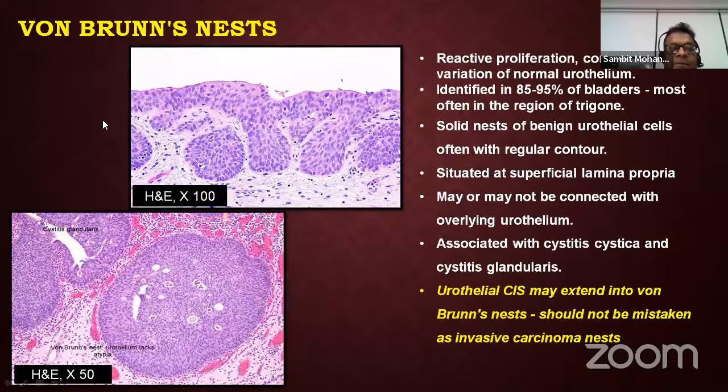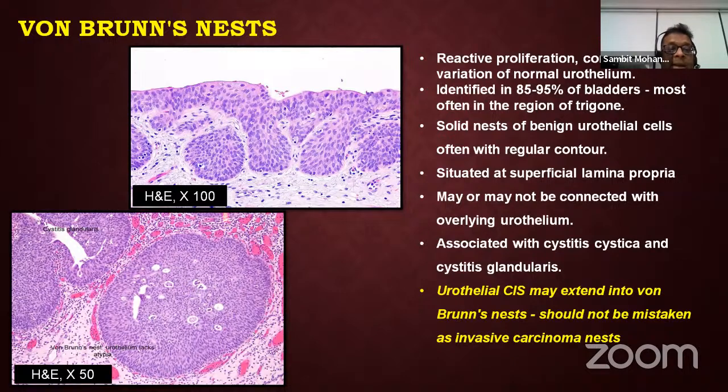Something we know about are the von Brunn's nests. So what are von Brunn's nests? They are basically like bladder diverticula, but they do not go that far into the muscle. Sometimes they become very florid, but they confine mostly to the lamina propria. It is a reactive process and is identified in 85 to 90% of bladders. Mostly they are seen in the trigone area, and they are solid nests of urothelial cells.